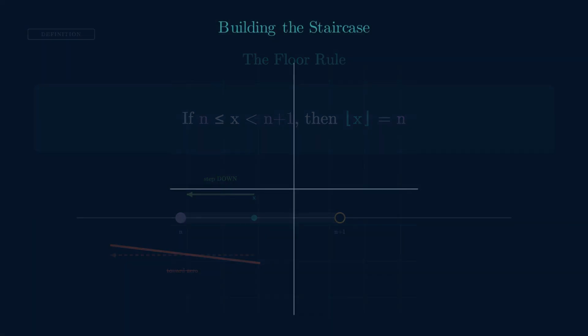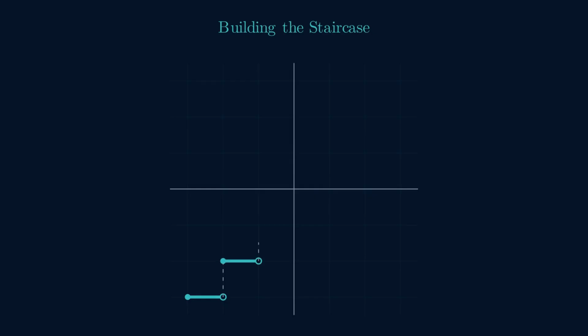So watch what the floor function actually does. Between negative 3 and negative 2, every input maps to negative 3. Flat. Then at negative 2 exactly, it jumps and holds negative 2 until just before negative 1. Step, jump, jump. That's the rule n less than or equal to x, less than n plus 1, drawn out. A staircase, running forever both ways.